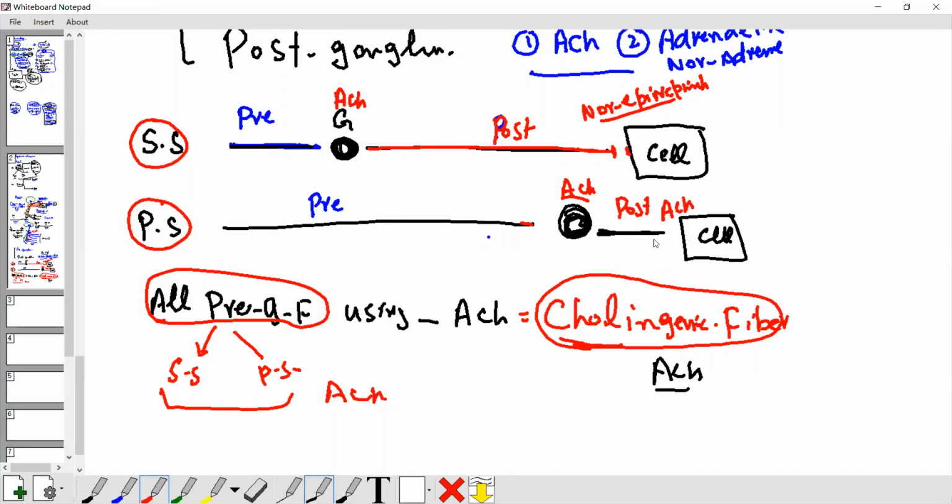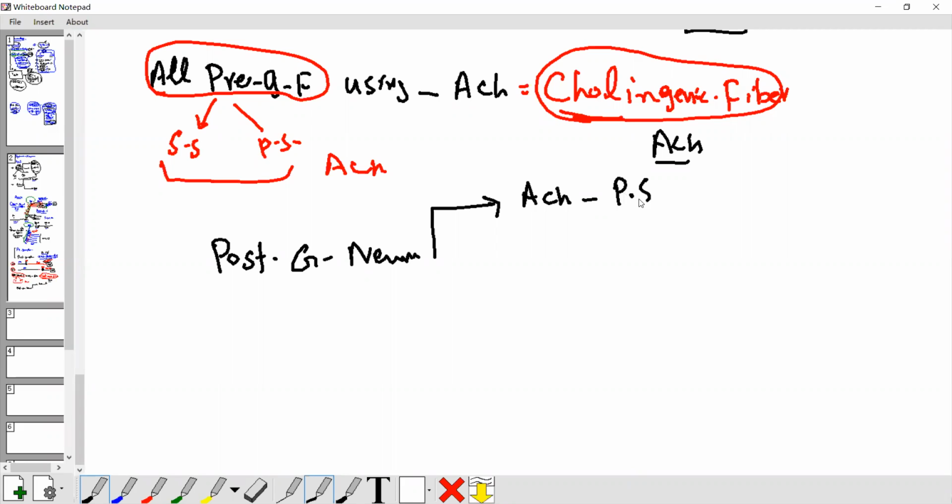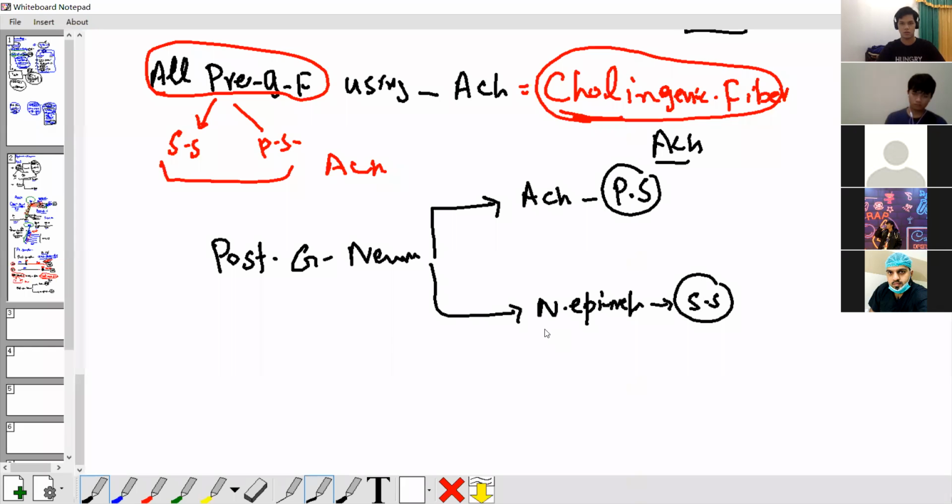Clear? Understand or not? Which fiber is using norepinephrine? The post-ganglionic fiber. The post-ganglionic neuron using acetylcholine is the parasympathetic system. The post-ganglionic fiber using norepinephrine is the sympathetic system. So the only difference is in the post fiber.